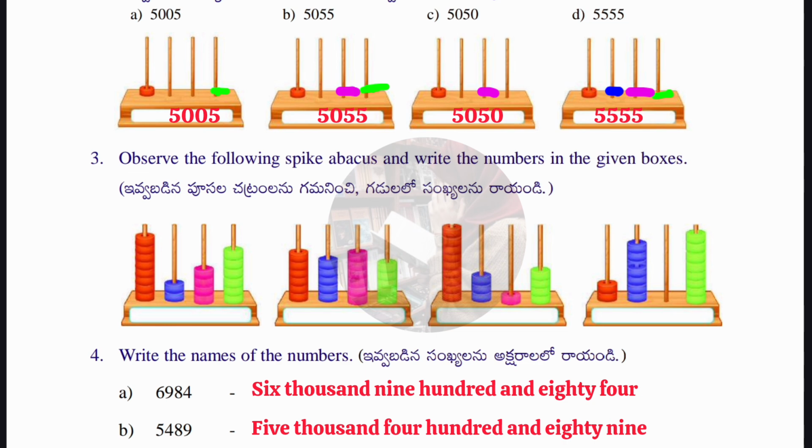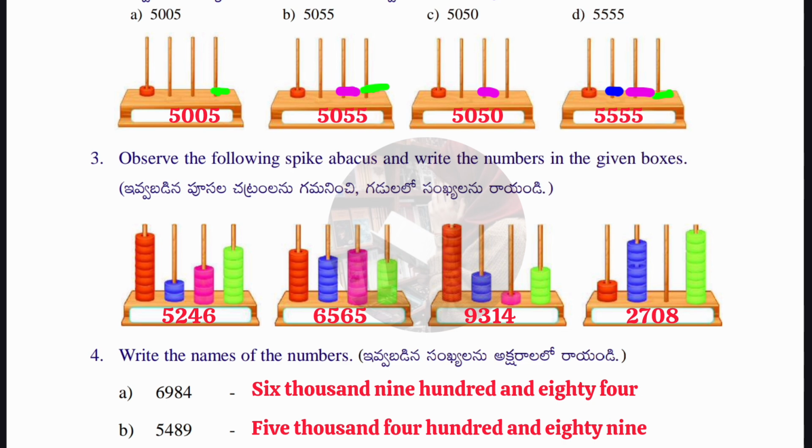Next, the third one, you have to place only one rose bead in the tens place, so that it will become 5050. Next, in the fourth abacus you have to place one each in the hundreds place, tens place, and ones place, so that it will become 5555. Got it, guys? Now we'll see the third question, which is: observe the following spike abacus and write the numbers in the given boxes.